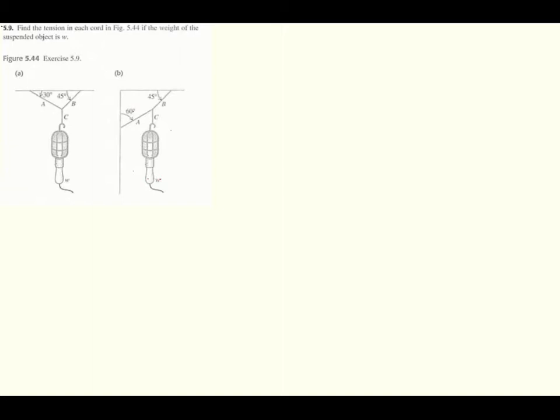So let's try that. First, let's start with the easy one. T sub C is going to be the weight. We got that done. So the next one we're going to do is just set up A and B. And we're going to balance the horizontal forces the same way, it turns out.